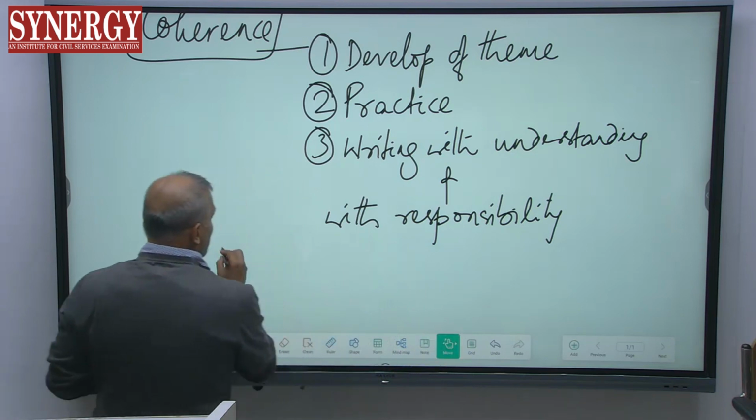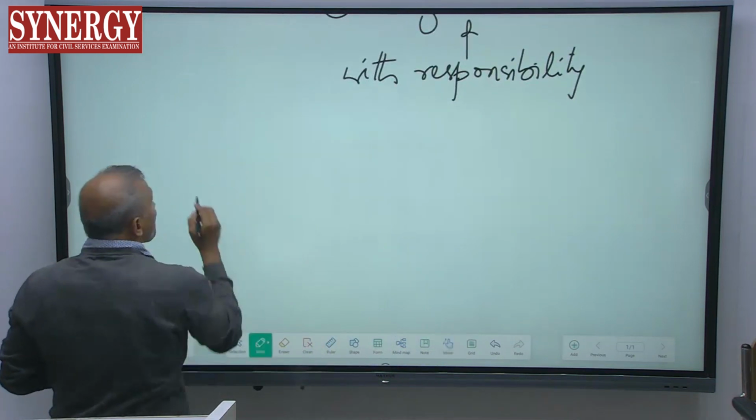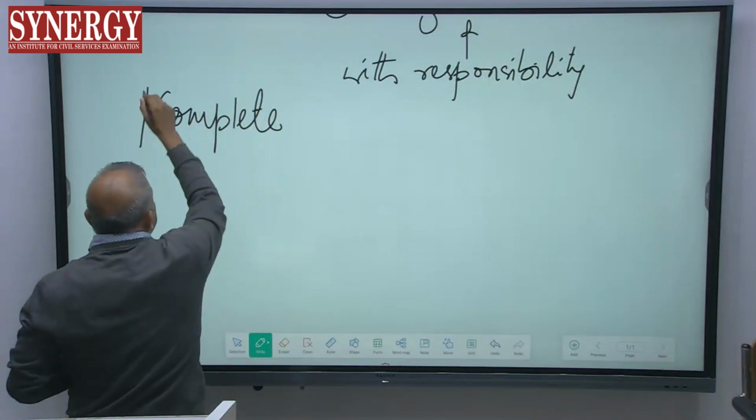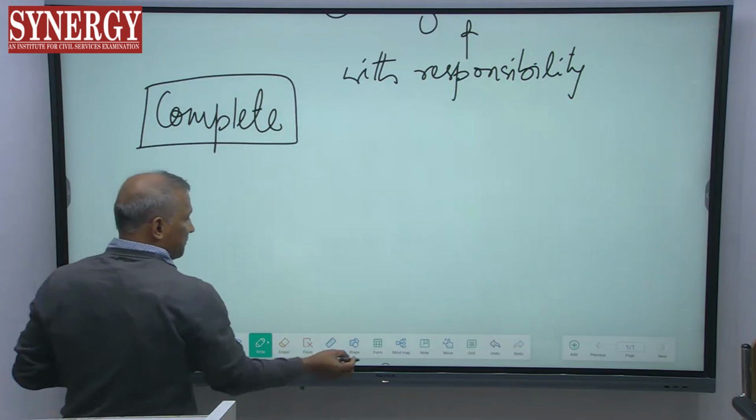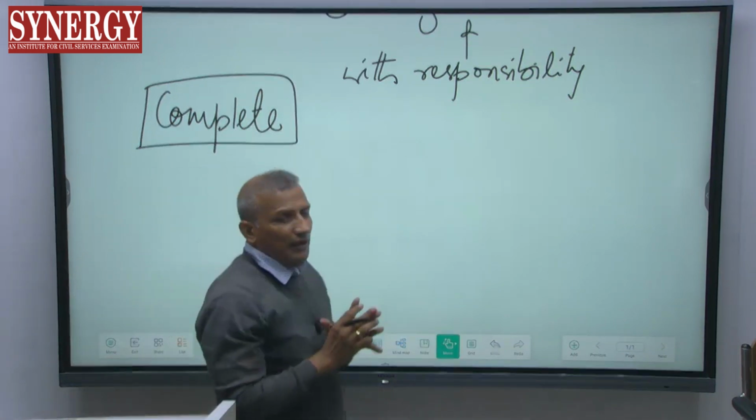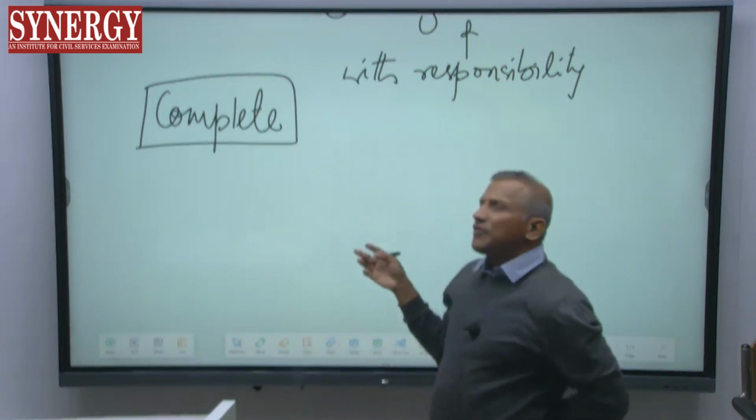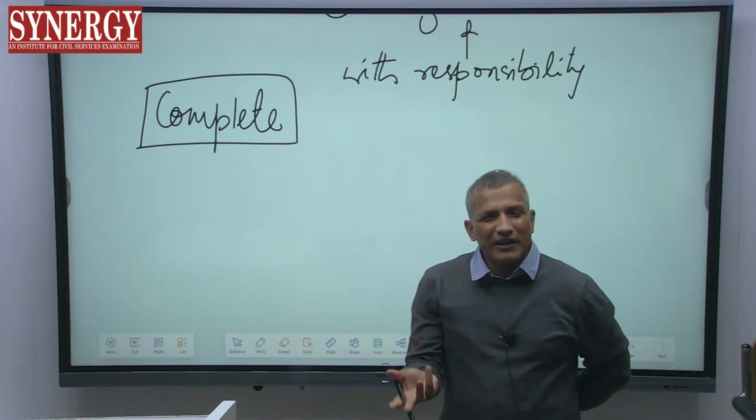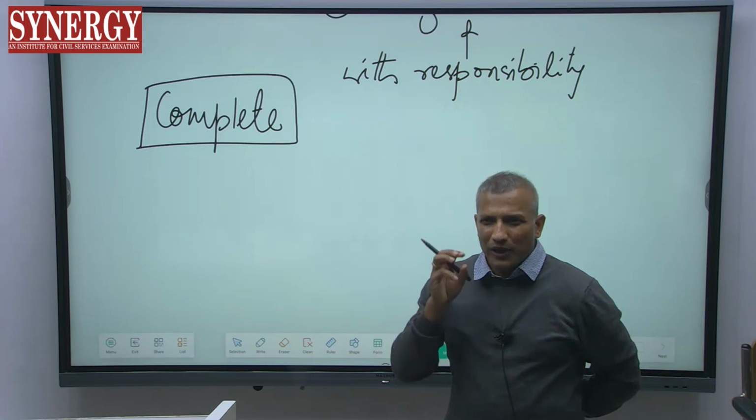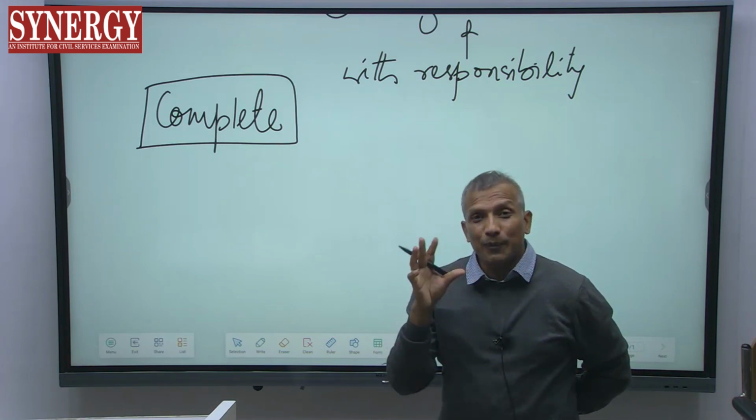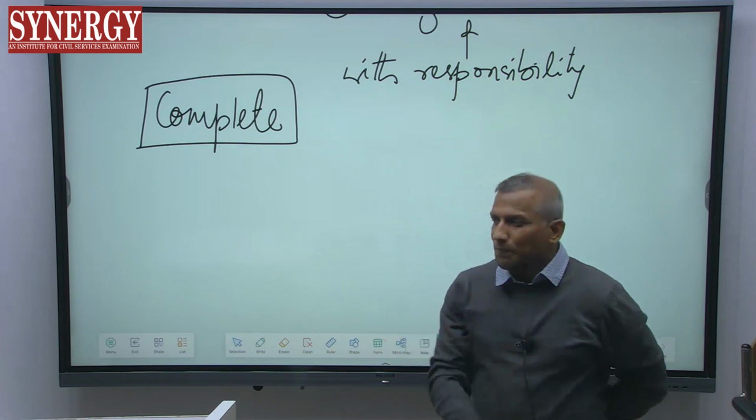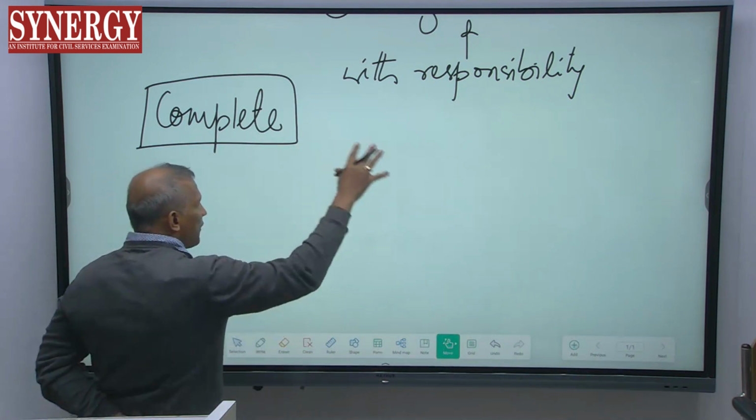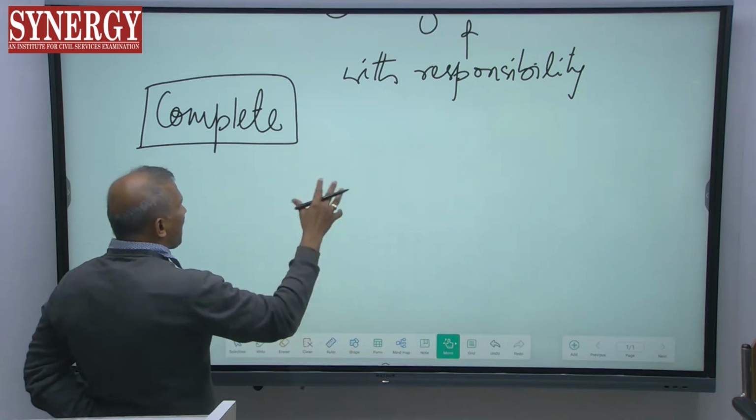And the fourth aspect here is completeness. Now see, completeness means your answer should not be partial or inadequate, your answer should not be peripherally addressing the question, rather it should be addressing the question and every aspect of the question. In order to further elaborate on this point, it should be holistically addressing the question.